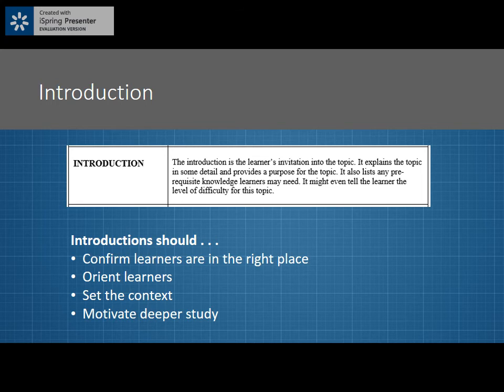The introduction really sets the context for the rest of the content of the topic. It prepares learners to interpret what they will read, see, and hear in the rest of the topic. And it should motivate a deeper study. Motivate. The introduction provides learners with a reason or reasons to study deeply.